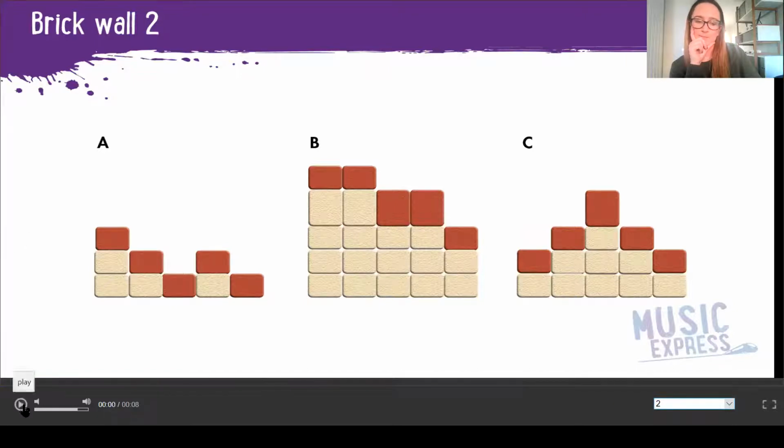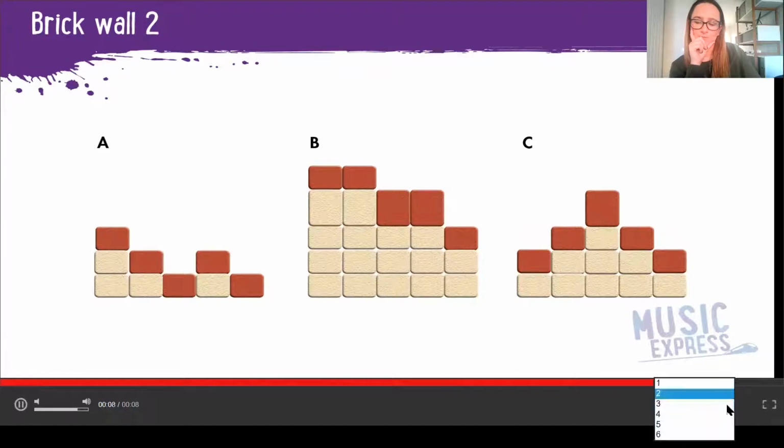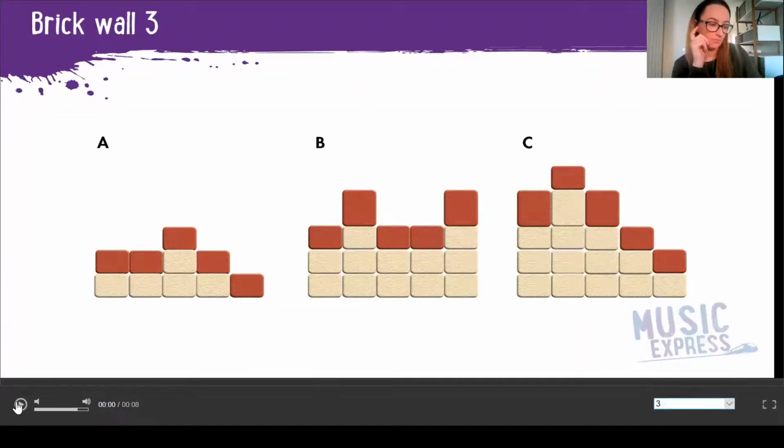And we'll listen to it again. Number 2 again. Let's have a listen to number 3. Remember to write your answers down with which ones it matches up to. We'll listen again. Brick wall number 3.